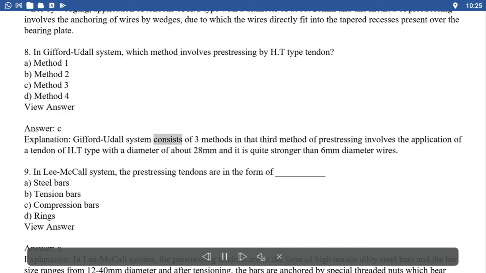The Gifford-Udall system consists of 3 methods. In that, the third method of pre-stressing involves the application of a tendon of H.T. type with a diameter of about 28 mm, and it is quite stronger than 6 mm diameter wires.